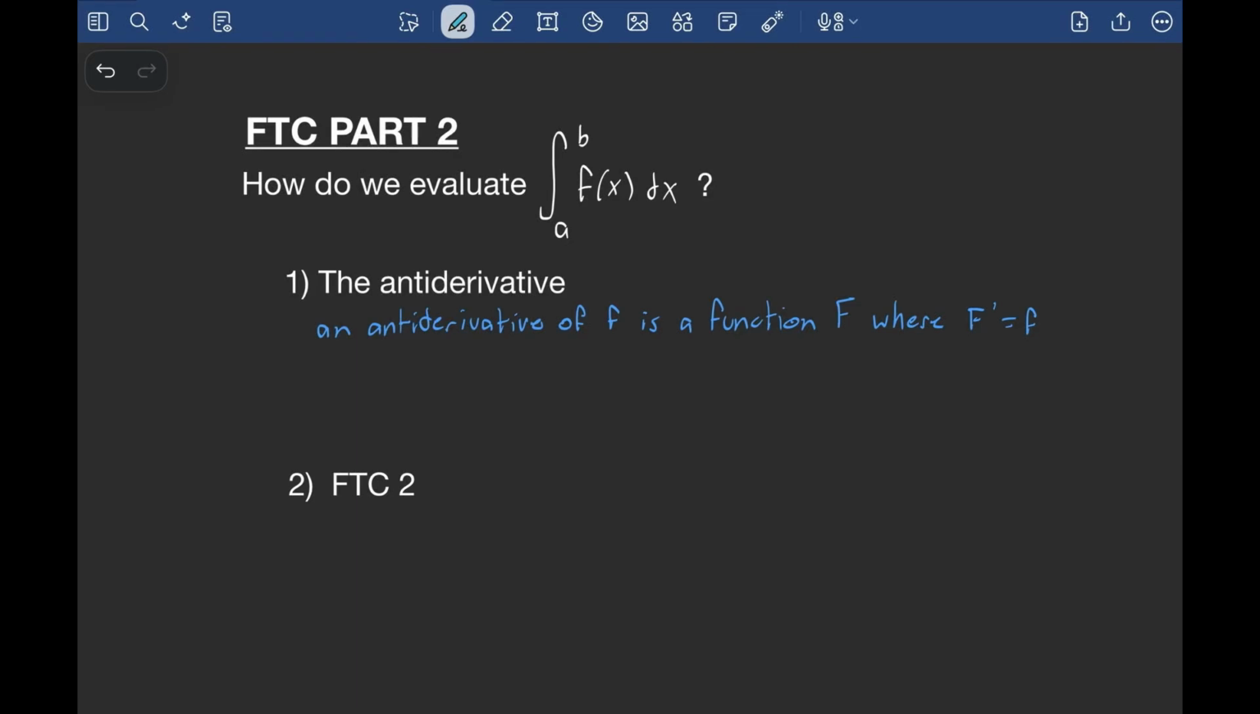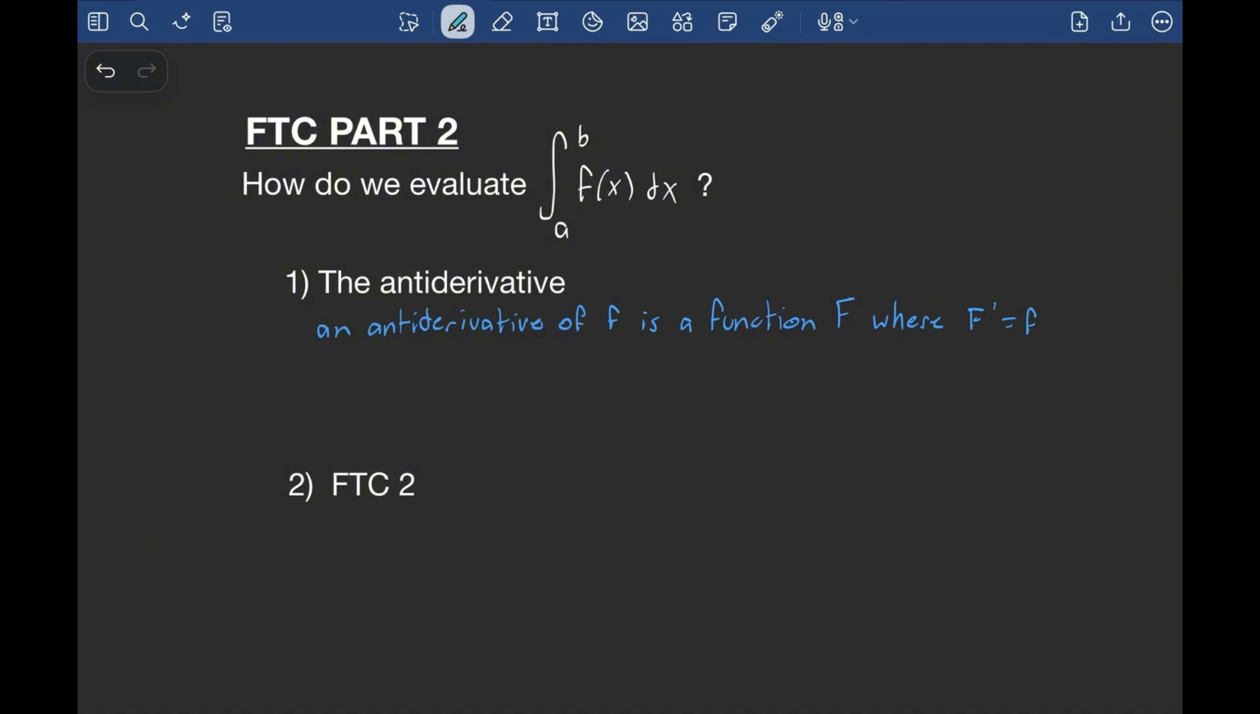Hey everyone, today we're going to learn about FTC Part 2, Fundamental Theorem of Calculus Part 2, and it's all about evaluating definite integrals from a to b of some function. Well, to start, you have to understand what an antiderivative is. For example, an antiderivative of f is a function big F where big F prime, or the derivative, is equal to f. It's basically just taking the derivative but backwards.